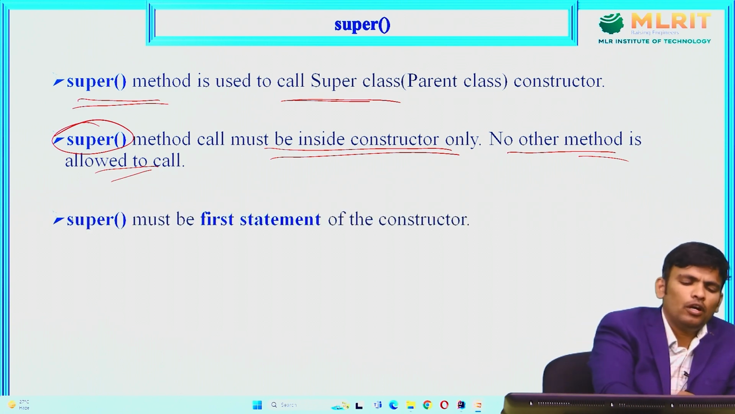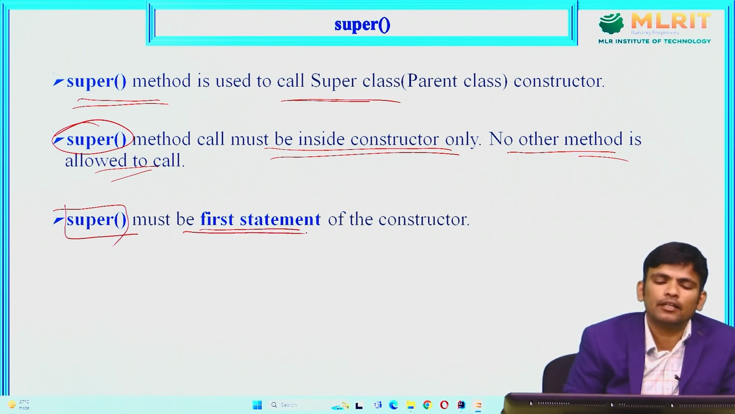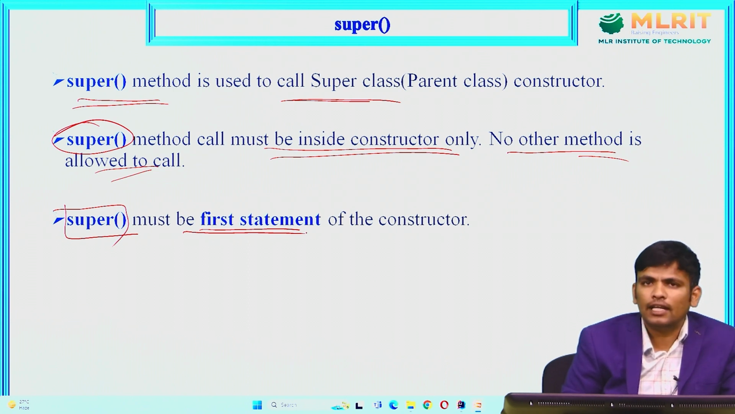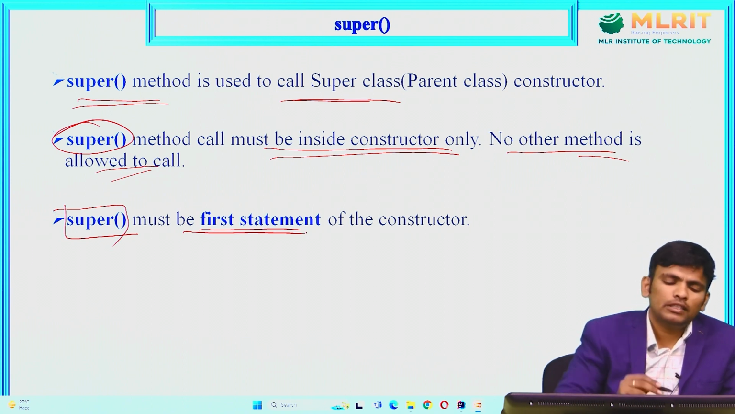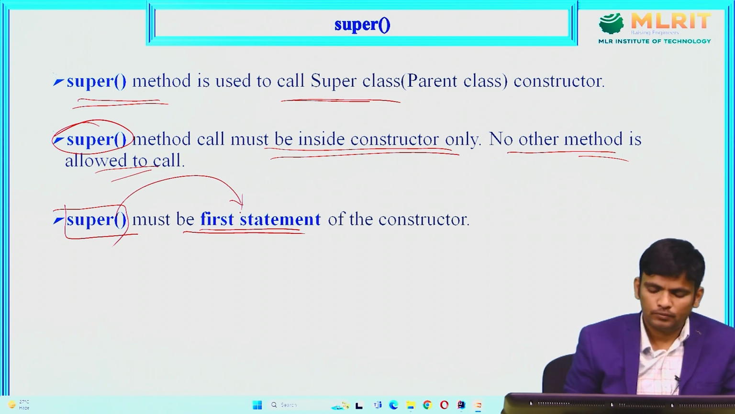Whenever you are using the super method in the constructor, make sure it is the first statement. Suppose you write the super method on the second line or third line or last line, it will throw a compile time error. So, the super method must be the first statement inside a constructor. This is one rule.